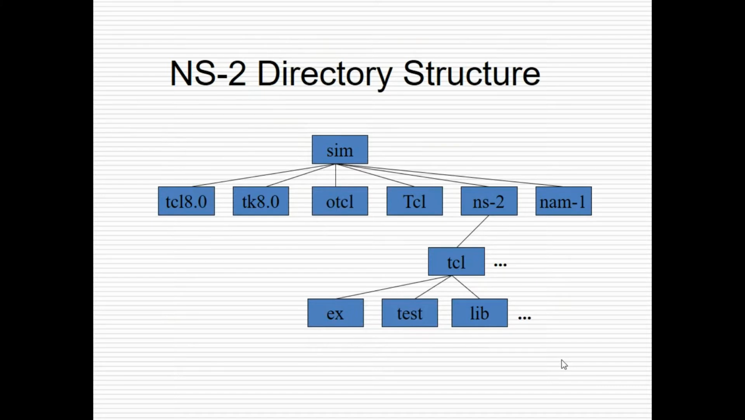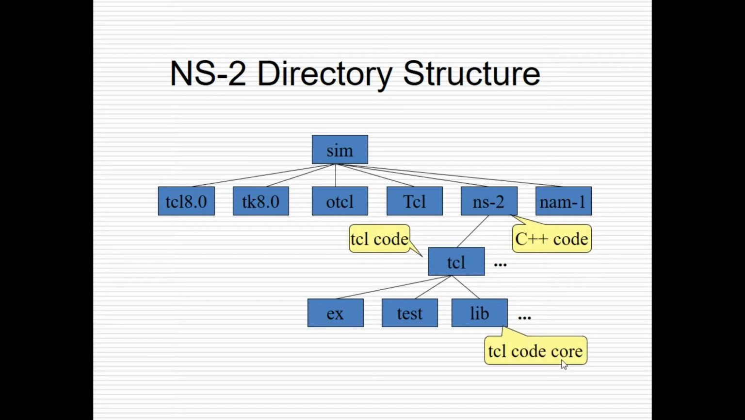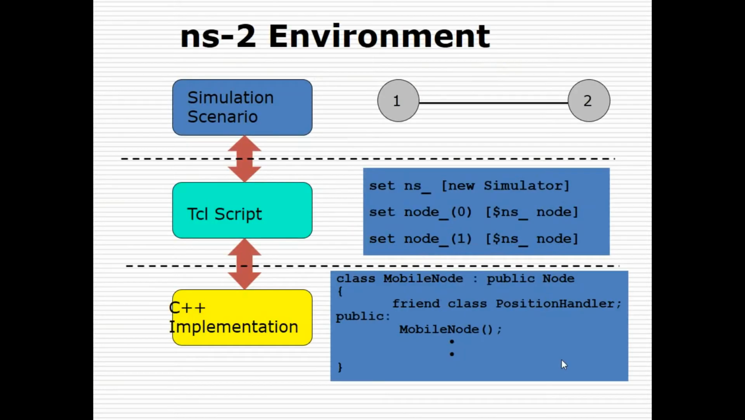So now let us study the NS2 directory structure. We have the simulator and we have the different folders, that is TCL 8.0, TK 8.0, OTCL, TclCL, NS2, and NAM1. Under NS2 we have the TCL, the example folder, the test folder, and the library files. Here it contains the C++ code, and over here we have the TCL code. And over here in lib we have the TCL code core. In the test we have the validation tests, and EX stands for examples.